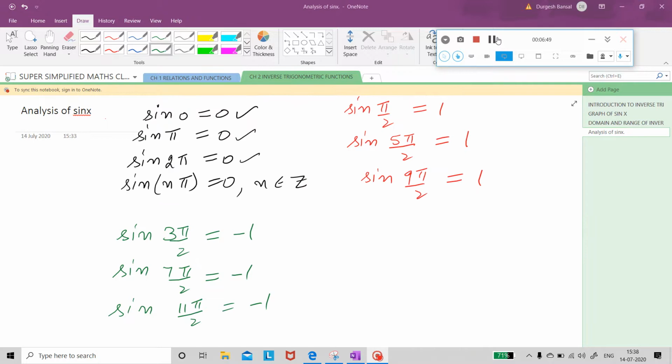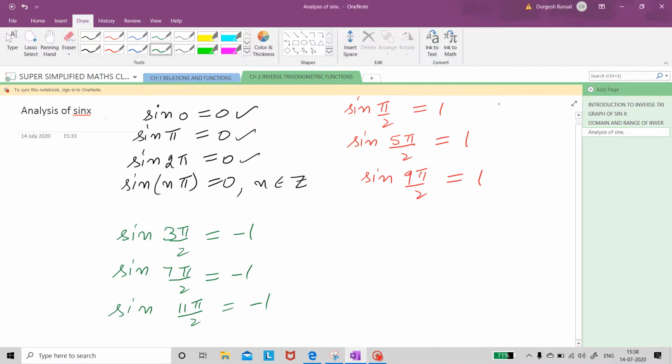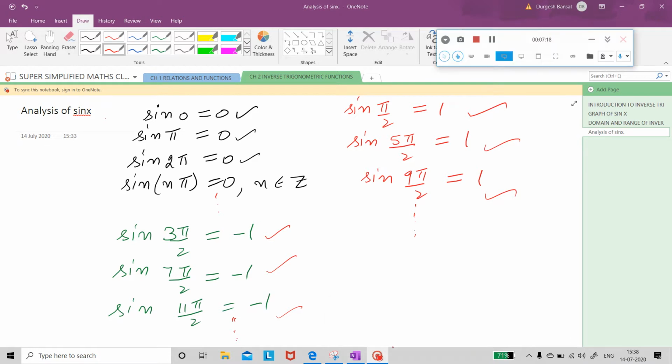So students, we observe that sine pi by 2 is 1, sine 5 pi by 2 is also 1, sine 9 pi by 2 is also 1. Also we observe that sine 3 pi by 2 is minus 1, sine 7 pi by 2 is also minus 1, sine 11 pi by 2 is minus 1, and this continues. It is not stopping at this point. So we get to know from here that at infinitely many points the sine curve has the same value.